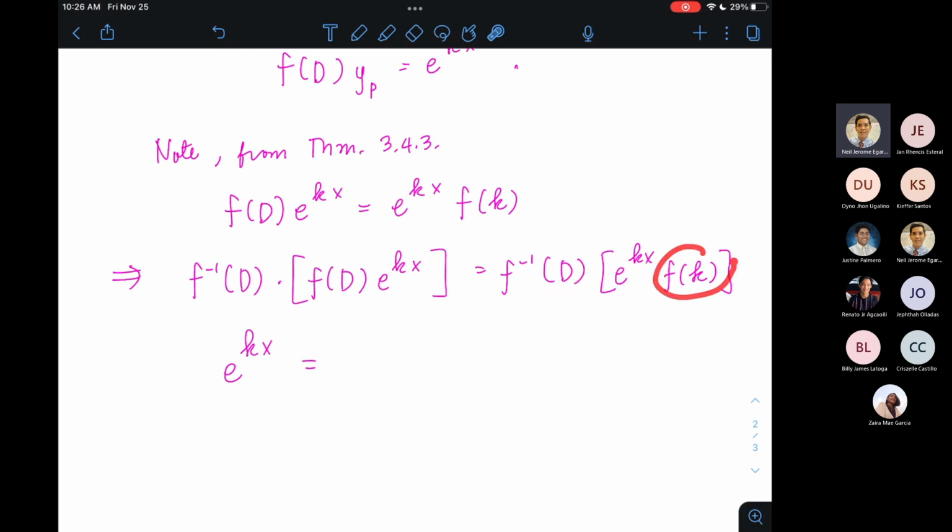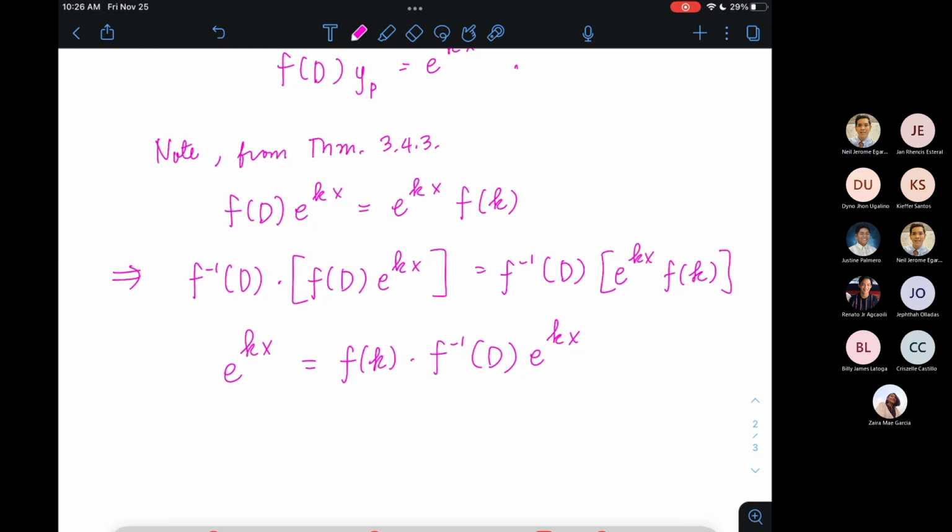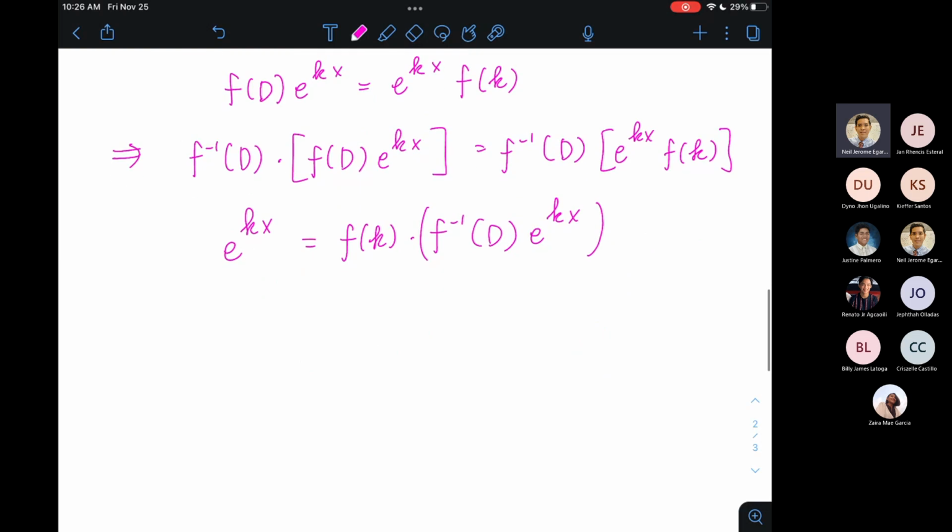So f of k has no x involved. This means f of k is really a constant with respect to this operator, so that constant can come out of that process. Okay, I'll have f of k times f inverse of D applied to e to the kx. This is also true because f only has constant coefficients. Okay? So this is what we have.